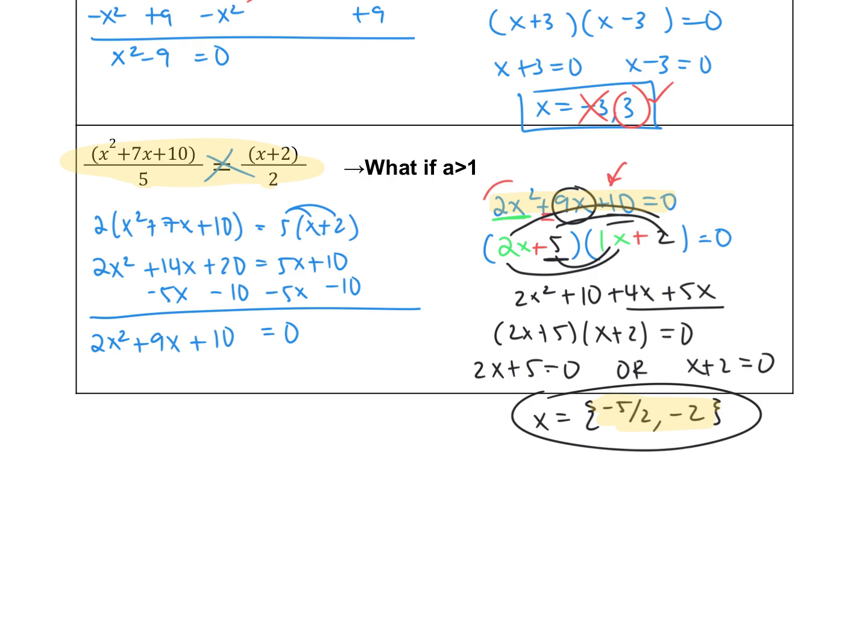If we graph an x squared, what does that look like? What's the shape? A U, a parabola. These are going to be the two x-intercepts. So we found these two numbers right here.